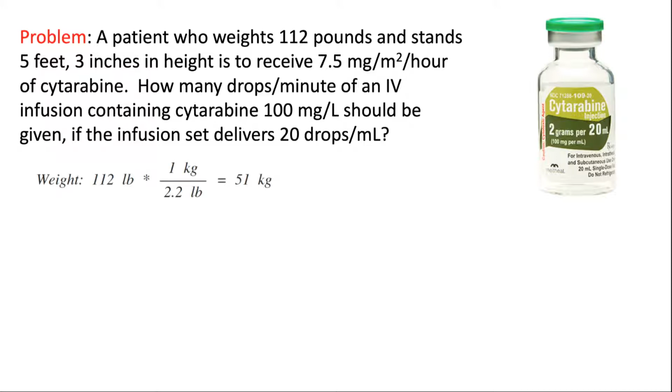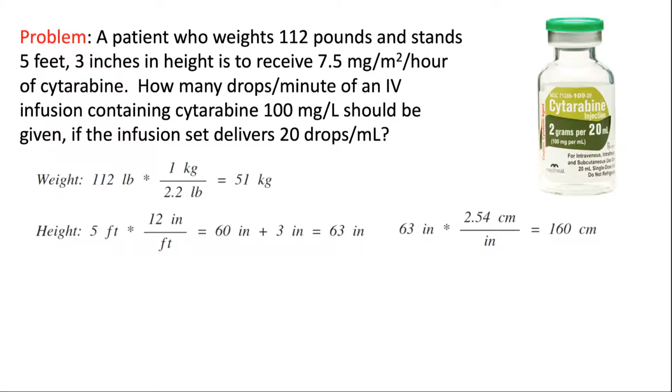To do that, we first have to establish this patient's weight in kilograms. So we'll take the 112 pounds, divide it by 2.2 to convert pounds to kilograms, and we would get 51 kilograms. That's their weight in kilograms. Now we need to determine their height in centimeters. So let's start with their 5 feet 3 inches.